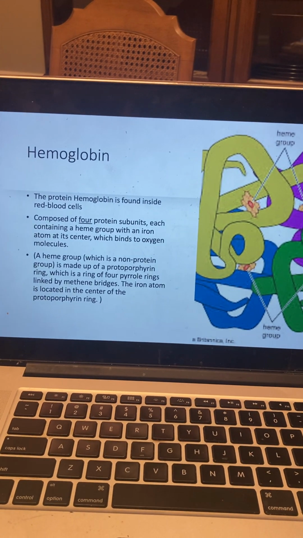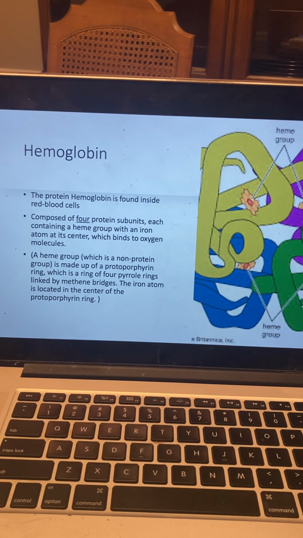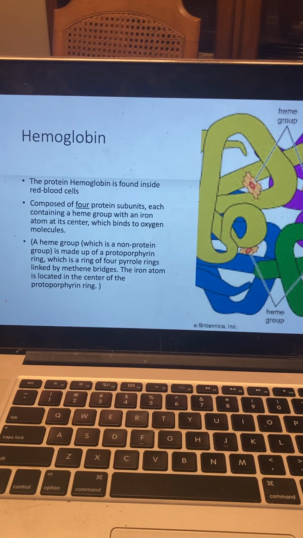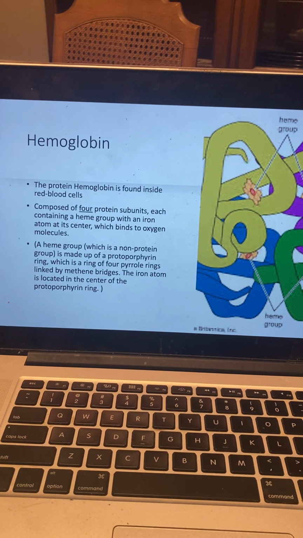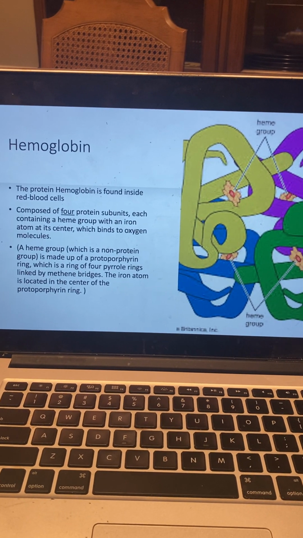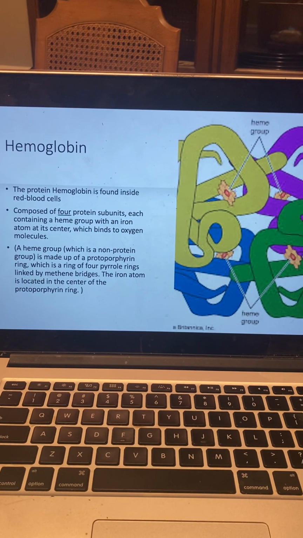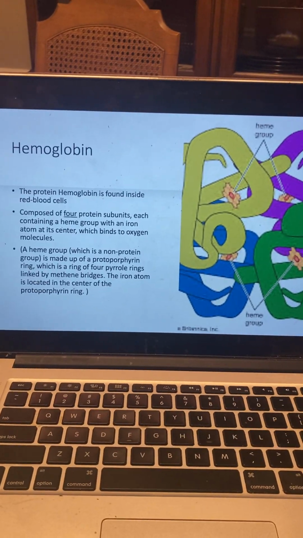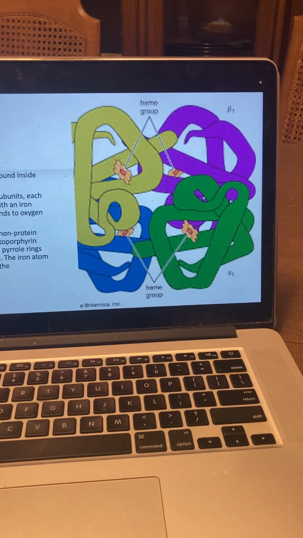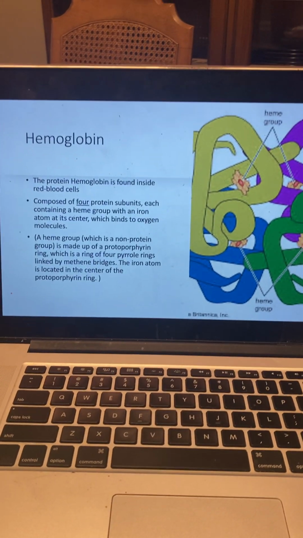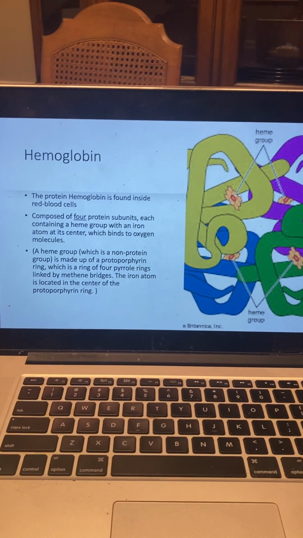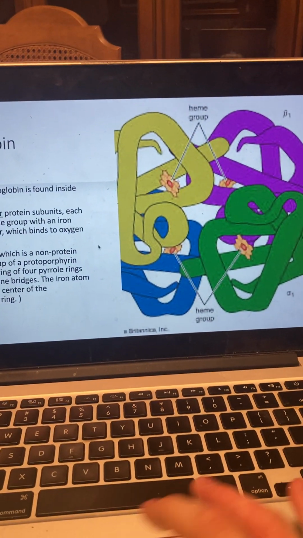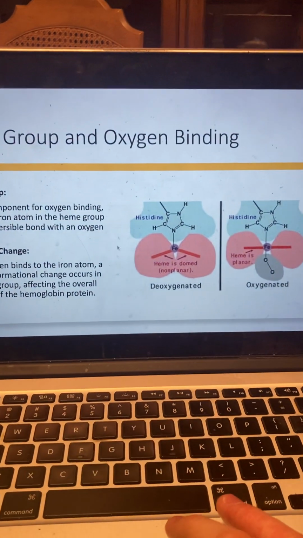And the heme group is a non-protein. It's made up of a porphyrin ring, which is a ring of 4 pyrrole rings linked by methylene bridges. The iron atom is located in the center of that ring. You'll see more of the structure here, but essentially the most important part is the iron. The rest is just conformationally making it favorable to bind oxygen, minimizing hindrances or steric hindrance.